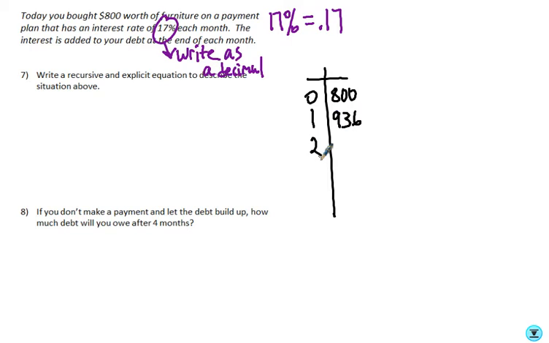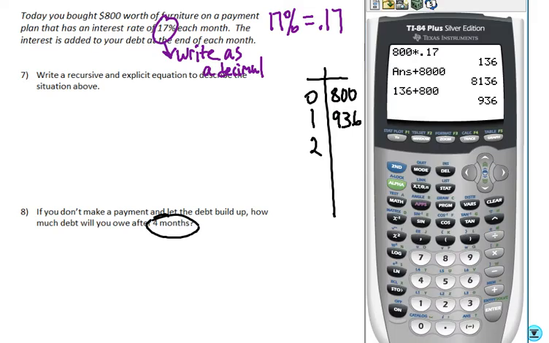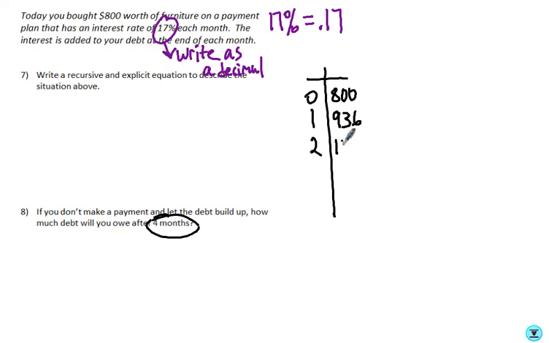Now, I could keep repeating that if I want to know what about month 2, because the question here says how much would you owe them after 4 months. So I could repeat this process of saying 936 times 0.17, which gives me $159.12, and then plus 936 to get my new amount, which would be $1,095.12. But let me show you a shortcut, right?